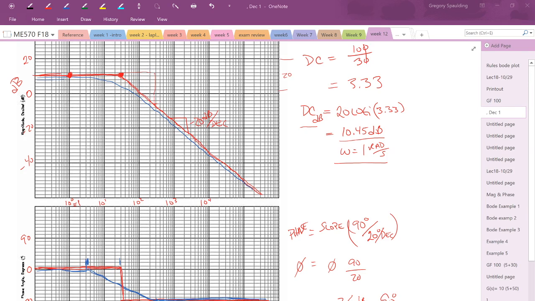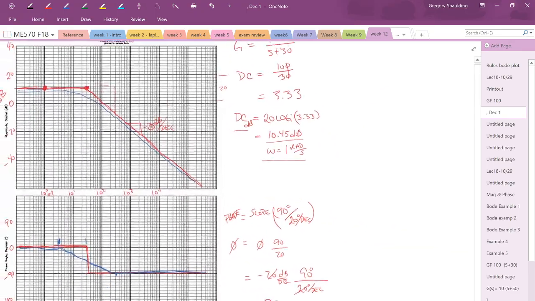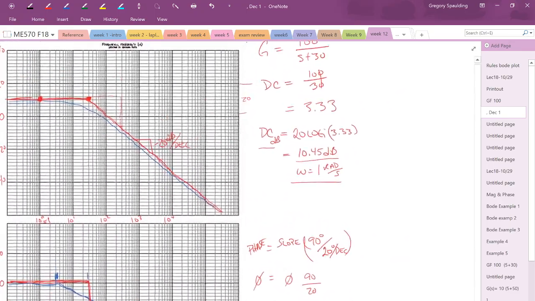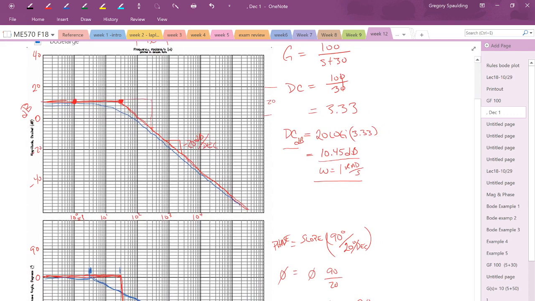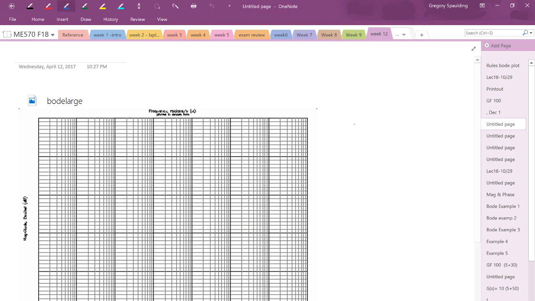Okay, let's take the same problem and add a free integrator to it and see what we can do with it. I'm going to get a fresh page here. There's 100 s plus 30. And so let's say that we've got G is equal to 100 over s times (s plus 30).